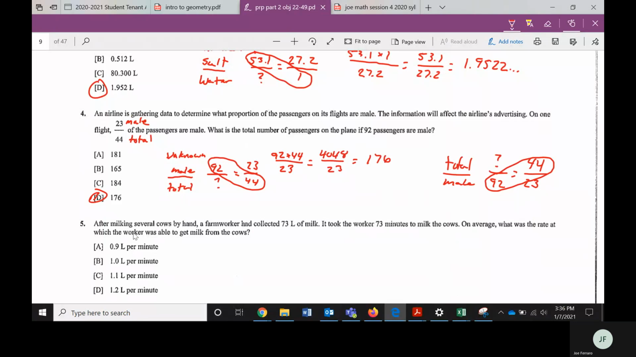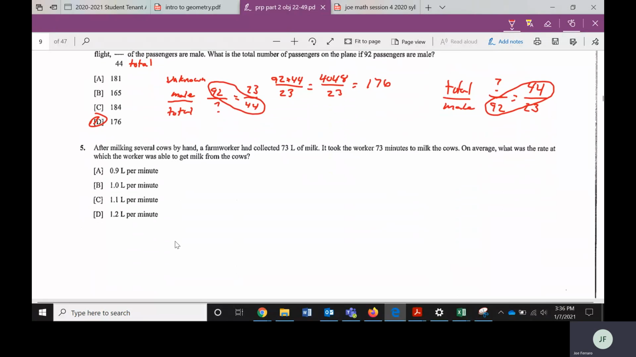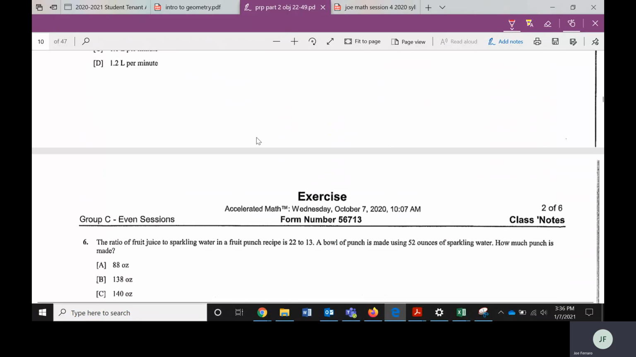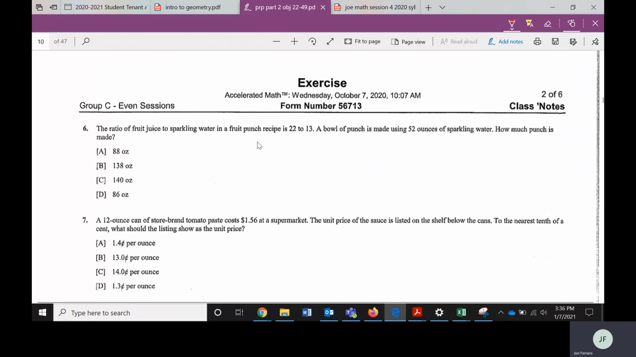Okay. We're going to look at some where it's going to be a little different soon, but let's take a look at number 5 first. Okay. It says, after milking several cows by hand, a farm worker had collected 73 liters of milk. It took the worker 73 minutes. Actually, you know what? I'm going to leave this one out. I'm going to let you do this one on your own. We'll do another problem like it. So that's one less problem we're going to have to do.